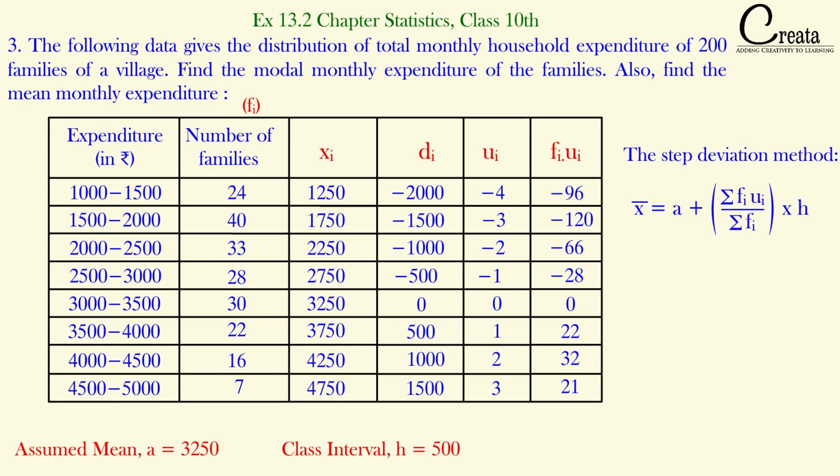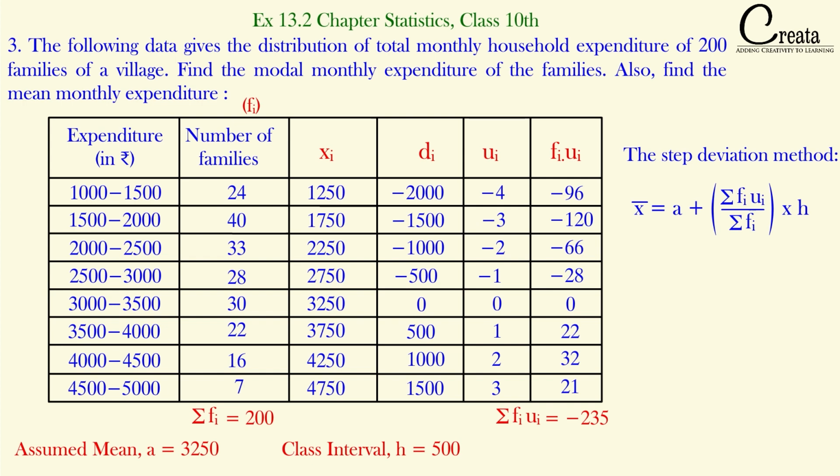Now let's take the formula. This is the formula of step deviation method. Here we have to find sum of fi into ui and sum of fi. So let's add all the values of fi into ui. We got sum of fi into ui as minus 235. Similarly, let's also add all the values of fi, which is sigma fi. It will come out to be 200. You can do the addition or you can refer to the question in which the data is given regarding 200 families of a village. So now we can use a formula here.